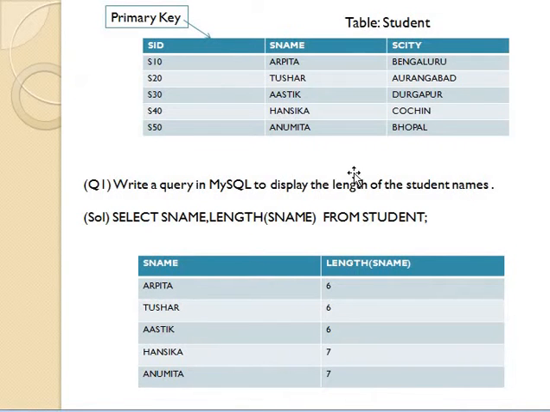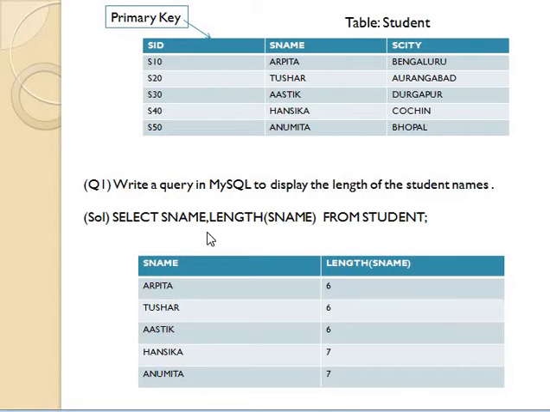Now I shall discuss the concept of the LENGTH function in this slide. Consider the table named student. It comprises three columns: SID, SNAME and SCD, and these are the values for the corresponding columns. Based on this table, there is a question below. The question asks us to write a query in MySQL to display the length of the student names. For this question I shall write the query as: select SNAME, LENGTH(SNAME) from the table student.